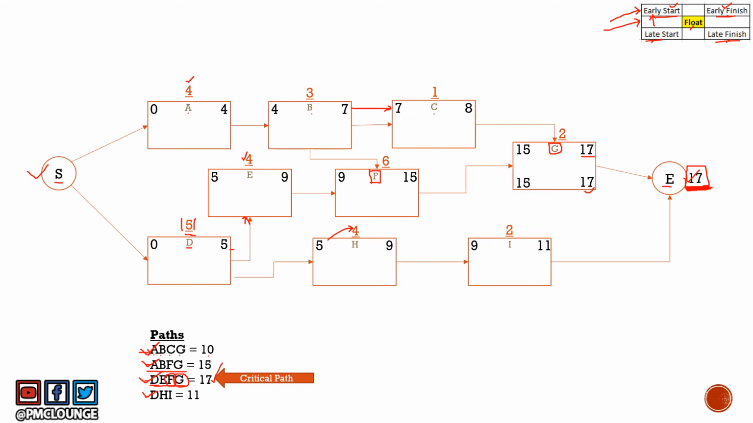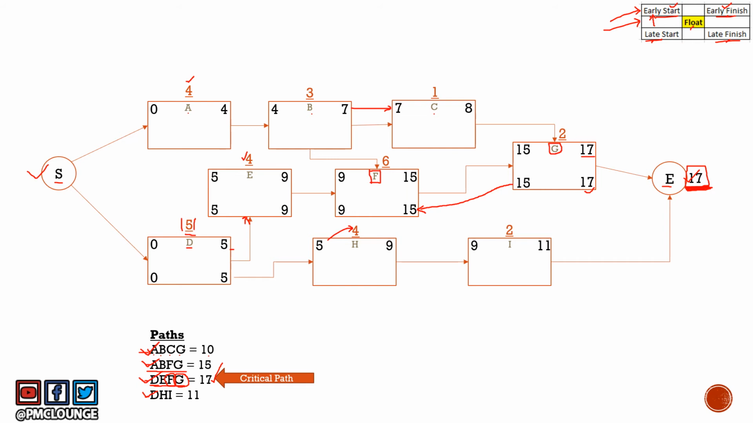Let's move to activity F now in the critical path of DEFG. What should be the late finish? We carry over the late start and we enter that value here in F. So the late finish for activity F should be 15. The duration is 6. So the late start should be 9. Similarly, E will have a late finish of 9 and a late start of 5, and D will have a late finish of 5 and late start of 0.